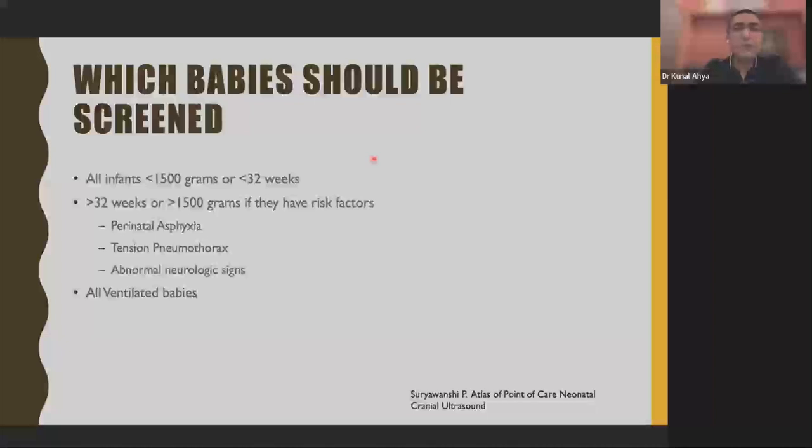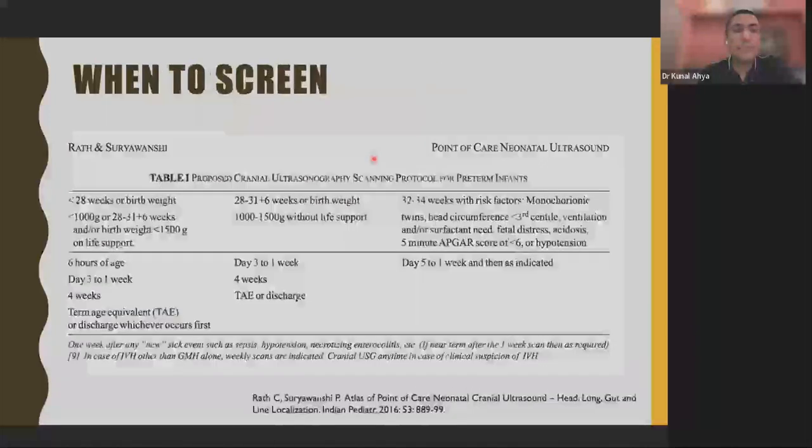So which babies should be screened routinely? All the babies who are below 32 weeks or below 1500 grams need to be screened. If the baby is above 32 weeks or the baby's weight is above 1500 grams, then if the baby had any risk factors like asphyxia, tension pneumothorax, or is having any abnormal neurological signs, all the ventilated babies and all the sick babies need to go through a head ultrasound.